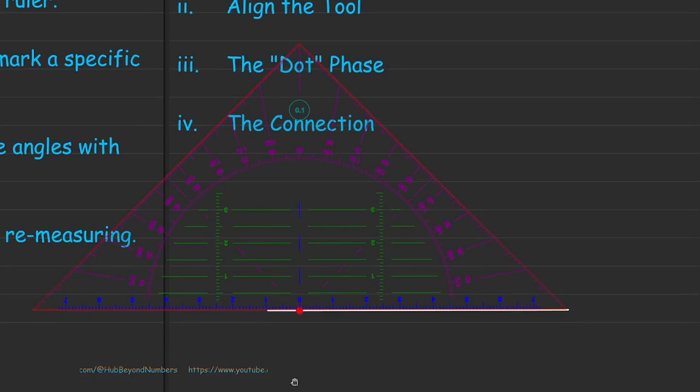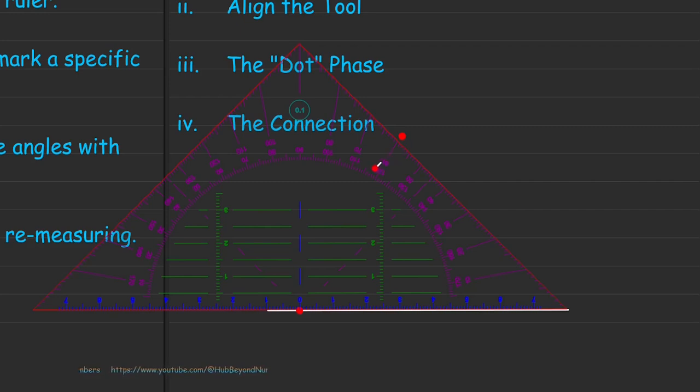Now the third step is the dot phase. The dot phase simply means the angle you would want to measure. You look for that angle. In this case, since we'll be using our outer scale, or the calibration outward, I want to measure just a 60 degree angle. So I'd have to come here and put a dot at the 60 degree point, somewhere around here. So you put your dot over there.